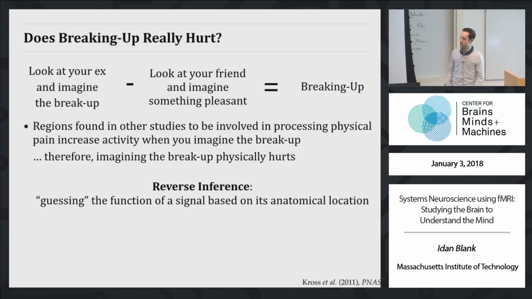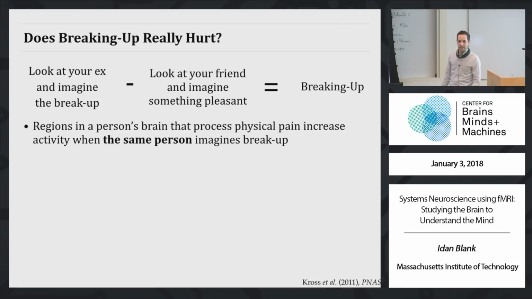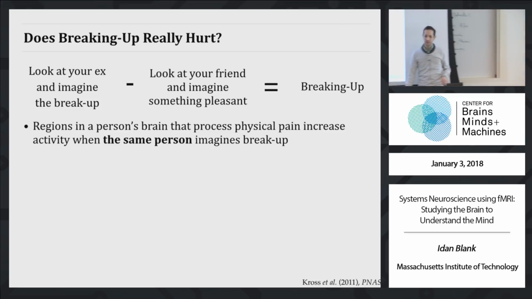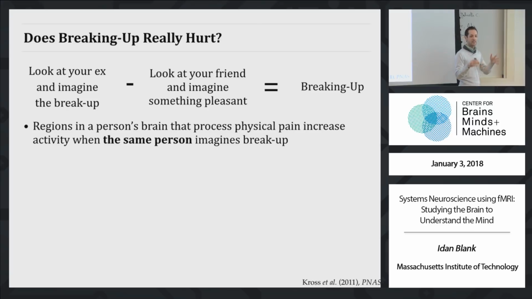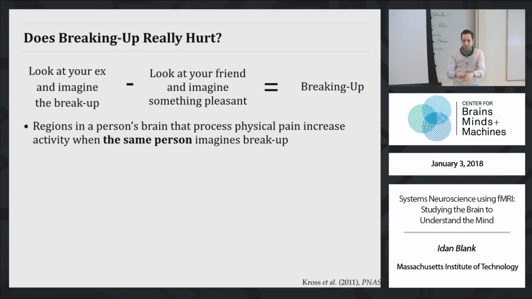So instead, what we want to do is do something like this. We want to look at pain and breakup in the same person. Take each participant, scan them both in a task that involves breakup like that and in a task that involves pain, and see that the same brain region in this same person responds to both.